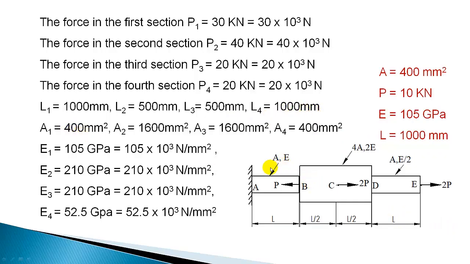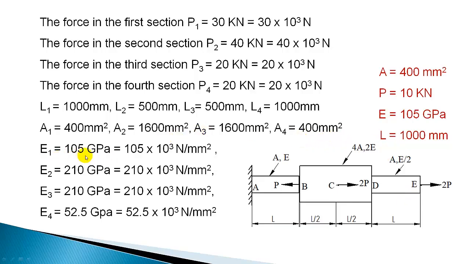Now A1, the first section, has area A. A is given as 400 mm square. So A1 is 400 mm square. A2 and A3 are the same, and have the area 4A. So 4A is 4 into 400, 1600 mm square. So A2 is 1600 and A3 is also 1600. Both have the same area, but you are considering them separate sections because an intermediate force is acting at C. Now A4 is A, which is 400 mm square.